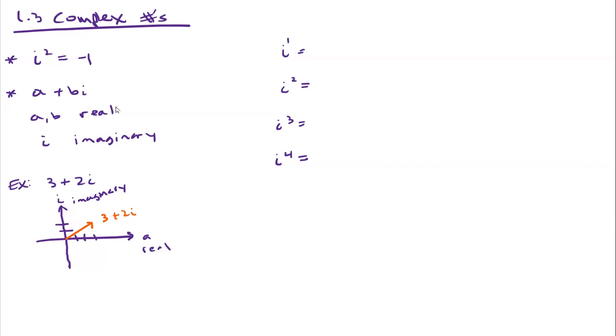And then we would write our answer in standard form. This is standard form: a plus bi. So a and b are real numbers and i is an imaginary number. Let's look at a concrete example. This complex example, 3 plus 2i, is represented by this.